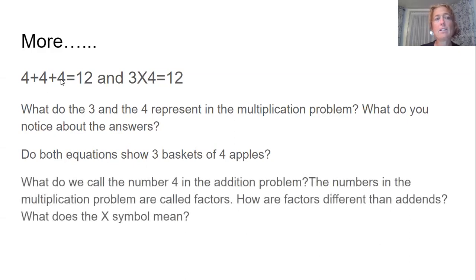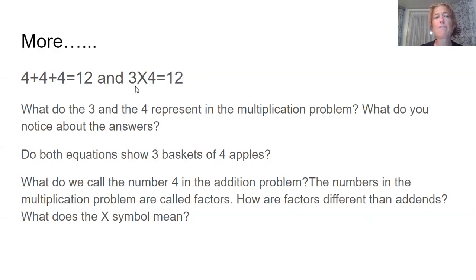Now, in an addition problem, what do we call this number 4? Any of the numbers we're adding together in an addition problem are called what? They are called addends. So the numbers in an addition problem are called addends. Of course, the answer in an addition problem is called the sum, because we're adding the numbers together. And then the numbers in a multiplication problem are called factors. So this 3 is a factor, this 4 is a factor. And then the answer in a multiplication problem is called a product.